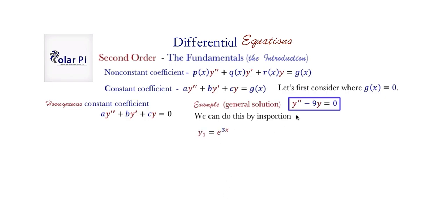Consider a function such as y equals e to the 3x. This will exactly solve this differential equation. And why, you say? Because if y is e to the 3x, then its first derivative is 3e to the 3x, but its second derivative is 9e to the 3x. So the second derivative is exactly 9 times y if y is equal to e to the 3x. And so we see that this y will solve this differential equation.